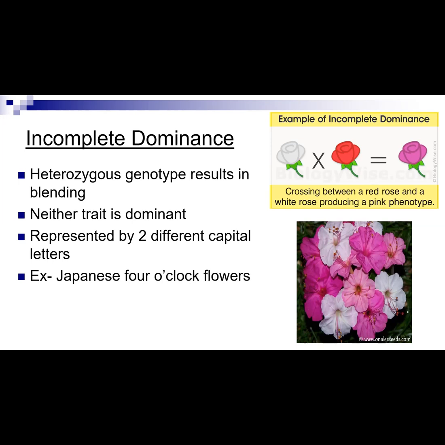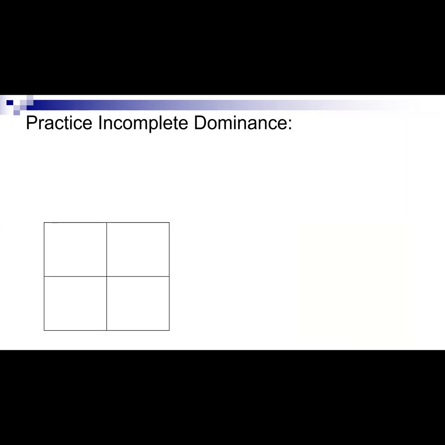This example of a flower, there's Japanese four o'clock flowers, there's snapdragon flowers. A lot of flowers work this way in determining petal color. It's an incomplete form of dominance.